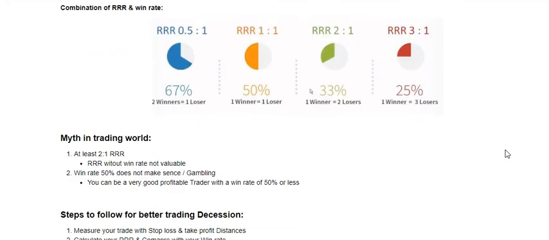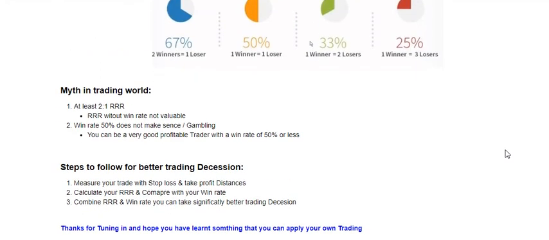Okay, now coming to here, there are some myths in the trading world and I'm going to talk about that a little bit. So the first one is, most of the traders, as I told you, will tell you your RRR has to be at least 2 to 1. Honestly speaking, it doesn't really make any sense to me, because without a win rate your RRR is not adding any value. Okay, it has to be a combination of both.